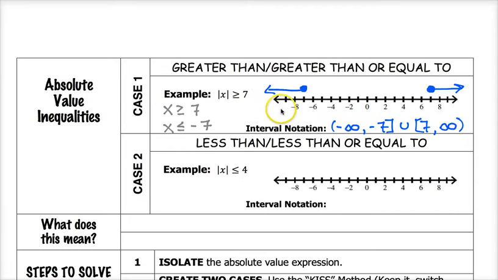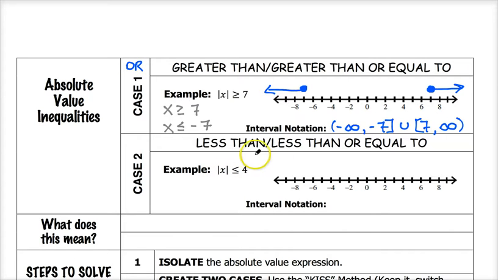So you can see from looking at this graph and looking at our interval notation that this graph's an OR inequality. And so that's true of all absolute value inequalities that have this format. If you have a greater than or equal to at the end, once you have the absolute value isolated, that is going to represent an OR compound inequality.